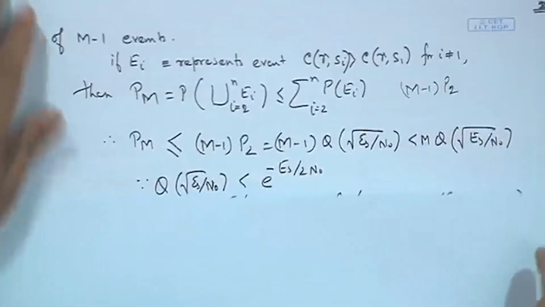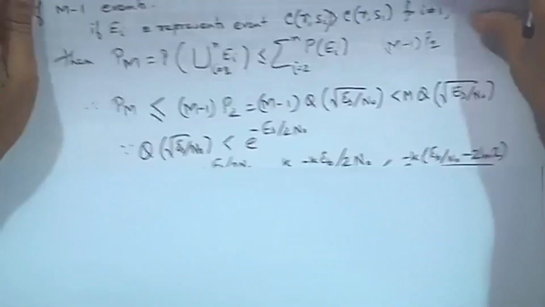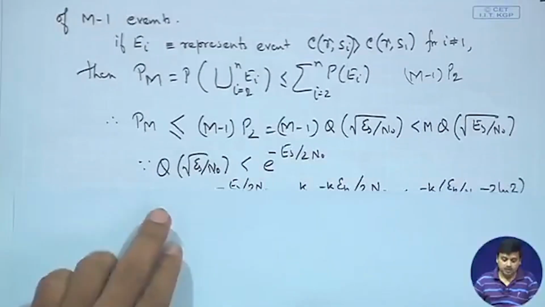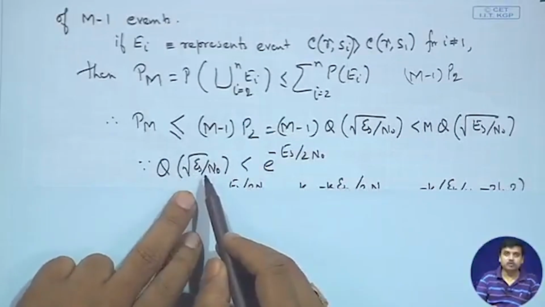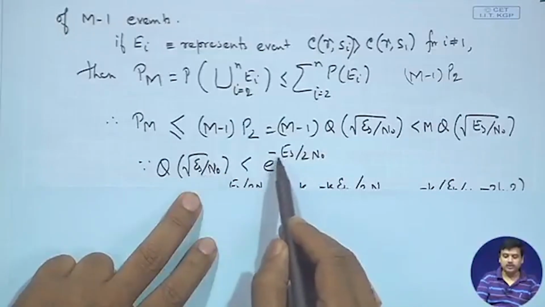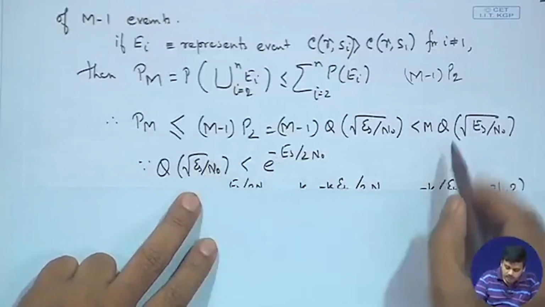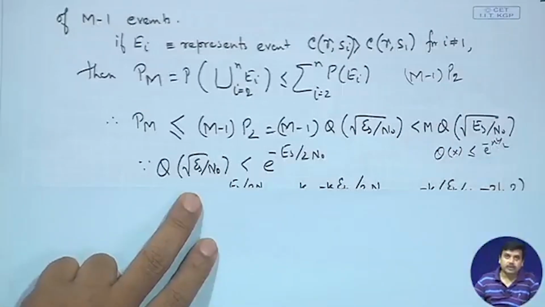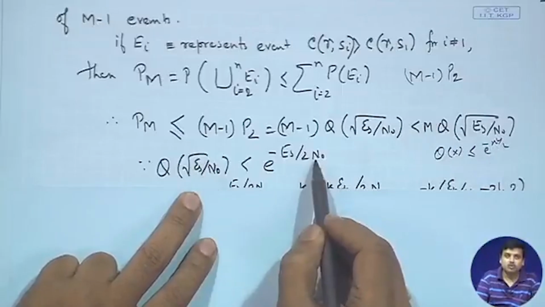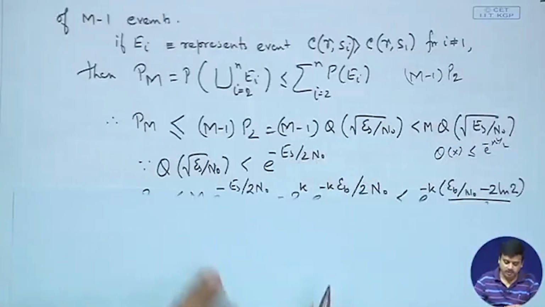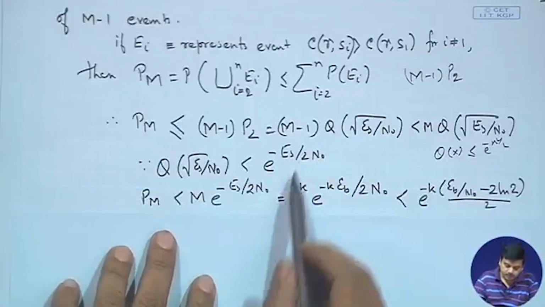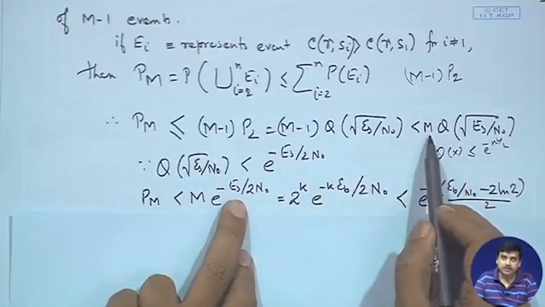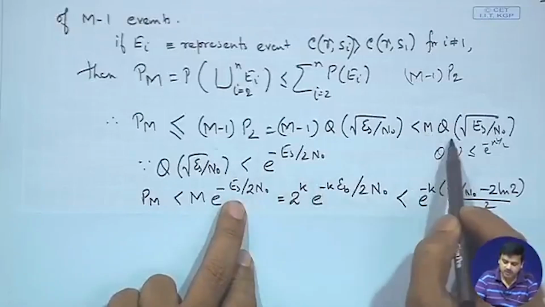Now, what we do is we use the Chernoff bound for a Q function. So, Q of root of E s by N naught is less than or equal to e to the power of minus. Basically Q of x is less than or equal to e to the power of minus x squared by 2. So, that is E s by 2 N naught. That is what we have from the Chernoff bound. Then using this we simply replace over here: m e to the power of minus E s by 2 N naught. So, we replace this expression in this.